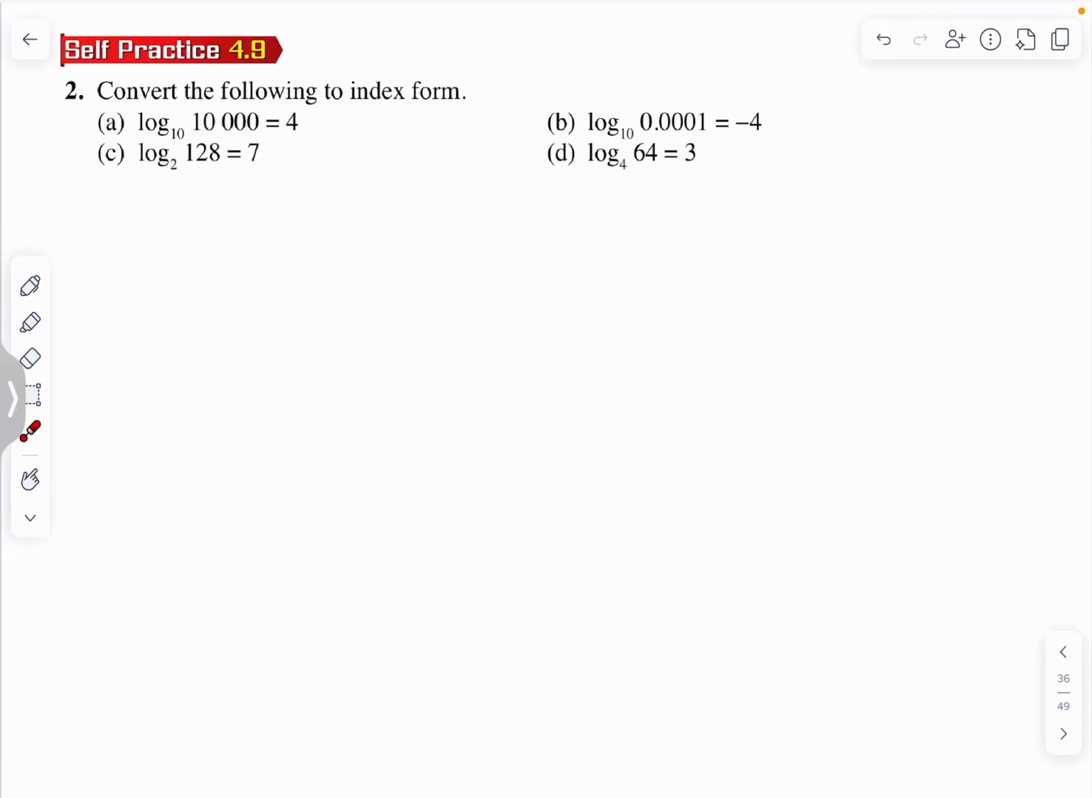Self-practice 4.9 question 2. Convert the following to index form. Okay, so in the video before this, we saw how to convert from index form to a log form. So we bring x as the subject, we get log to 5. So now we are going to learn how to go from here back to here.